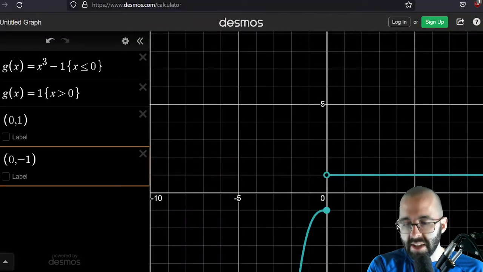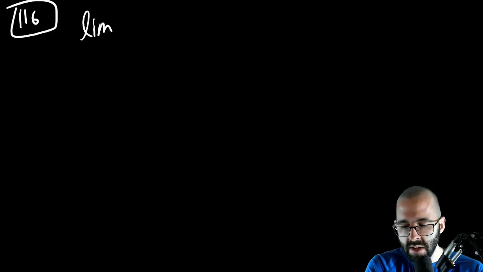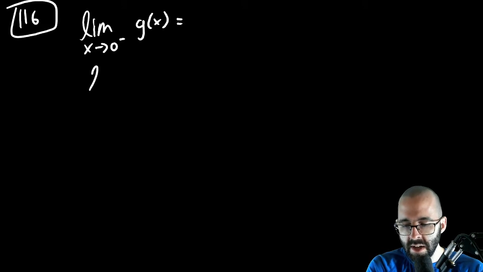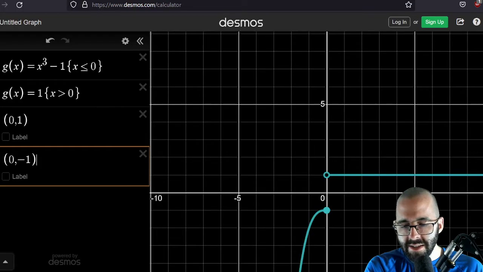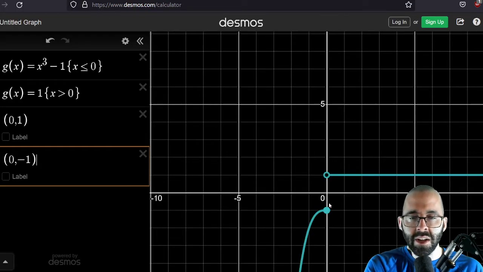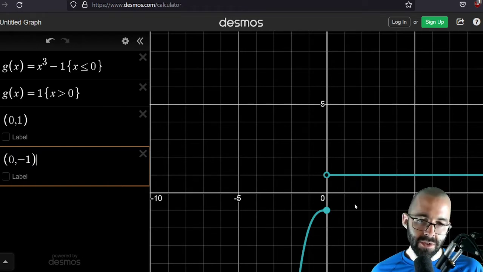So 116 is saying, okay, graph this. We did that. Study the graph to evaluate the limits from the left and the right. Well, the limit as x approaches 0 from the left of this function, and the limit as x approaches 0 from the right of this function, what can we say about these? And in this case, it doesn't even turn out to matter which one's open and closed, because for limits, it does not matter the actual function value at that point, only as you get really close.